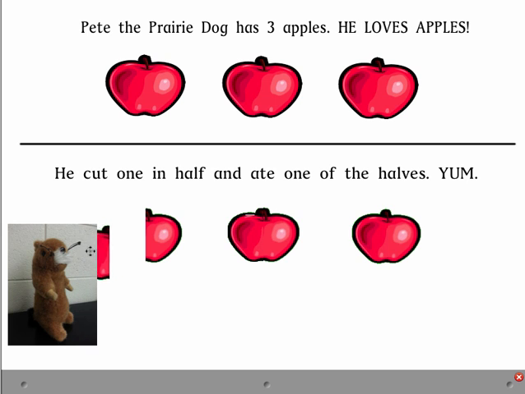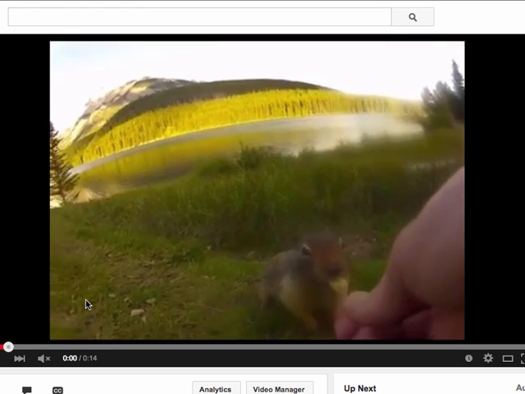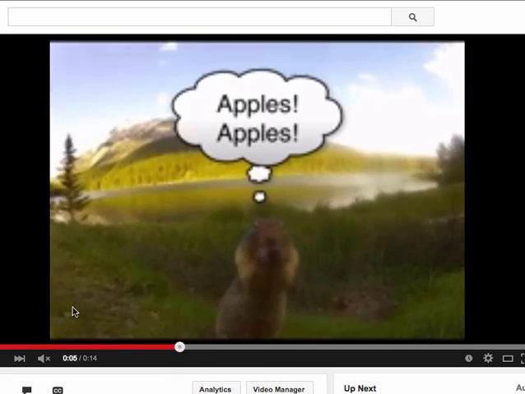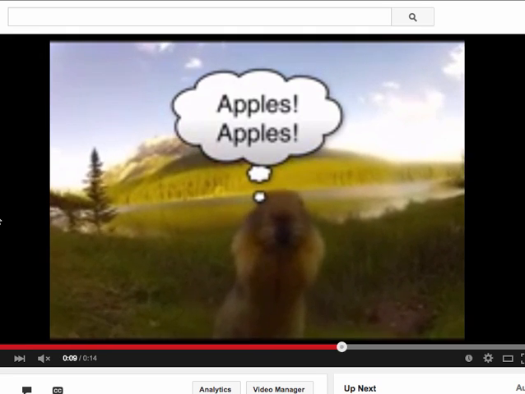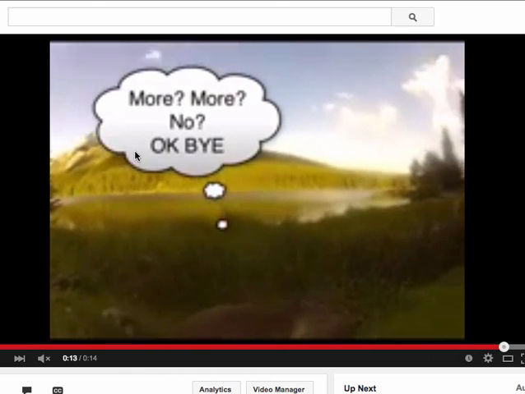Yum. Hey, Pete, where'd that apple go? Oh my gosh. Oh, you really do like apples. Wow, look at you eat that thing. I don't have any more. Okay.